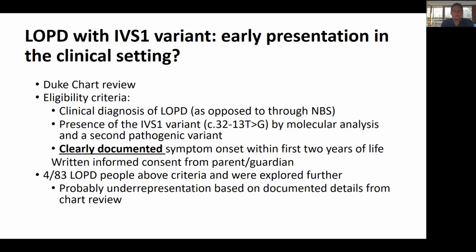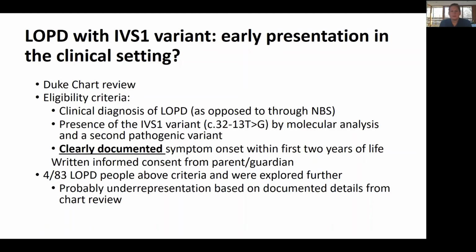So I talked a little bit about the IVS1 variant, or the more common variant in people diagnosed with late onset Pompe. And one of the questions we asked is, what kind of early presentation are we seeing in the clinical setting? And this was a chart review that we did as we were preparing to look at also the newborn screening patients. But in this study, we looked at a diagnosis of late onset Pompe disease with clearly documented clinical symptom onset within the first 2 years of life.